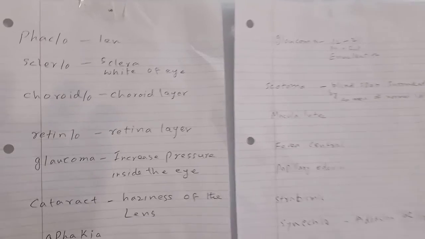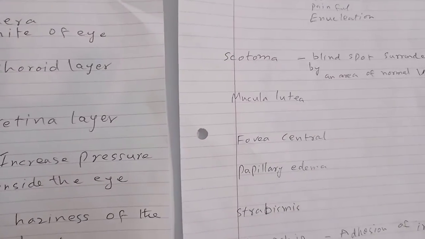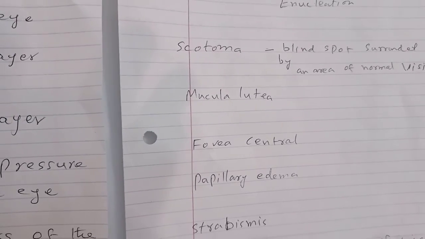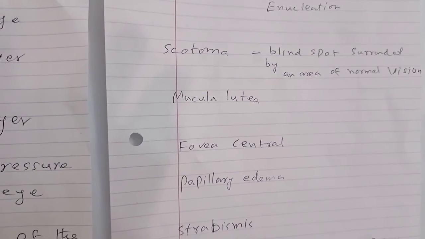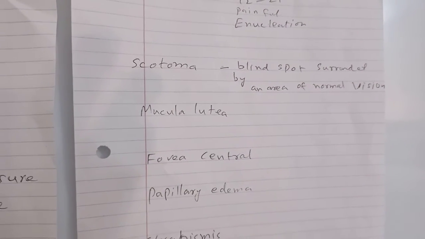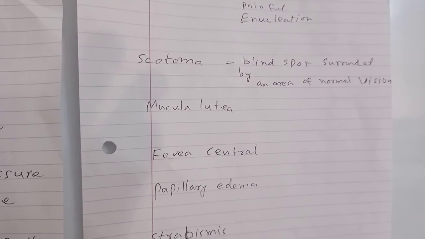Scotoma. Scotoma is a blind spot surrounded by normal vision.